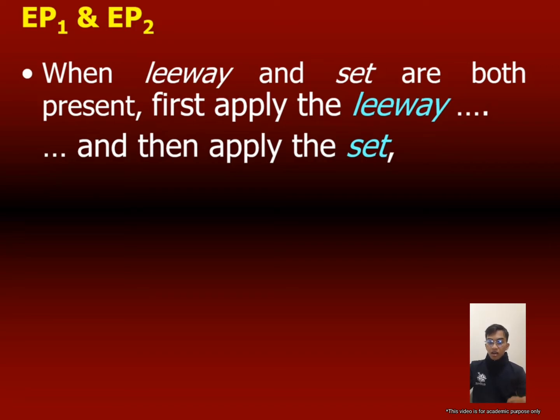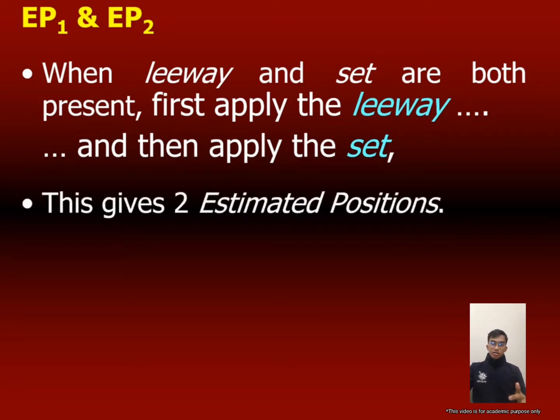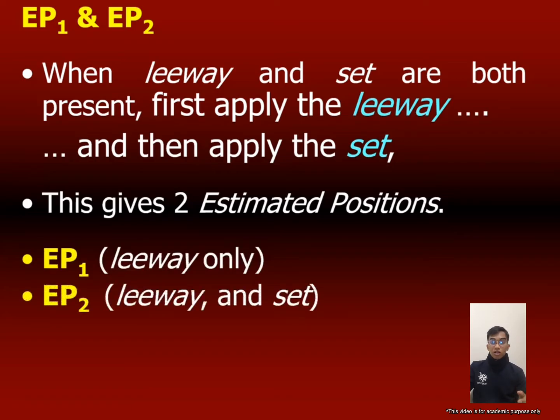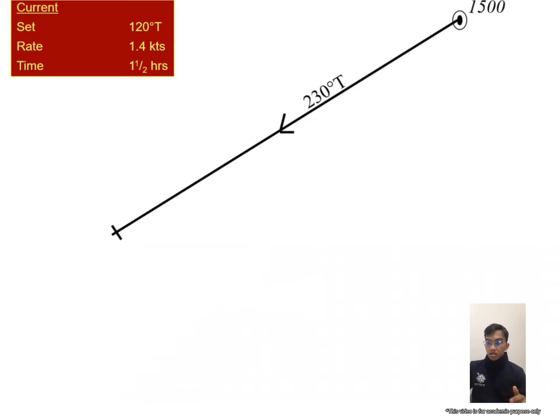But when you counteract, I'll show you what happens then. Alright, so when you allow for it, always allow for the effect of the wind, that is leeway, first, and then allow for the effect of the current, and this gives you two estimated positions, which are known as estimated position 1 and estimated position 2, EP1 and EP2. So estimated position 1 is a result of the effect of wind, and estimated position 2 will be the position of the vessel due to the effect of the current. Now EP1 is for leeway and EP2 is for leeway and set. So this all works together in this question.